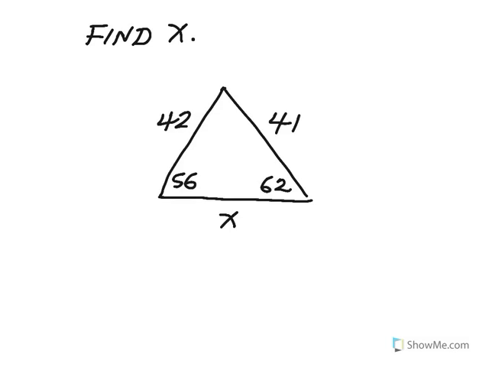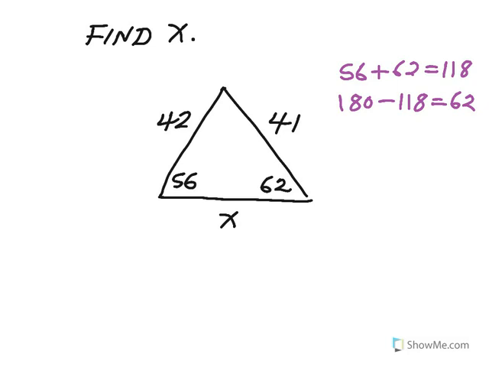In this next example, we have to find x, and x is the length of one of the sides. And we don't really know if this is an isosceles triangle yet until we find out what the missing angle is. So if I add up the two angles that I know, 56 and 62, those have a sum of 118. If I subtract that from 180, I can see that the remaining angle, the one that is not labeled, is 62 degrees.